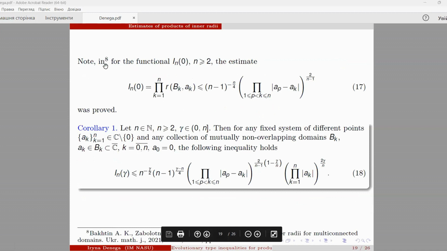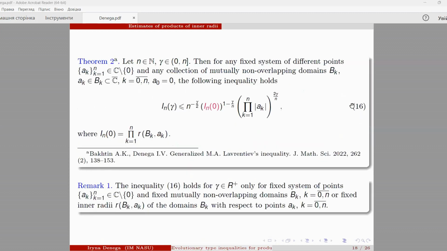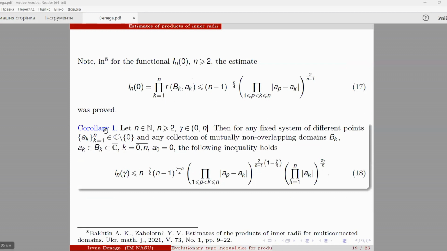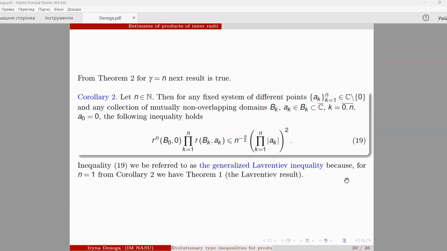Note that in the paper of Bakhtin and Zabolotny in the Ukrainian Mathematical Journal, 2021, for the functional I_n of 0 and A more than 2, the estimate 17 was proved. And combining inequalities 16 and 17, we obtain corollary 1 and inequality 18.